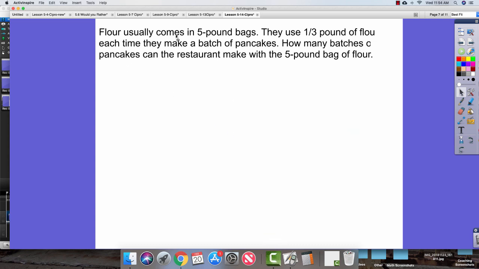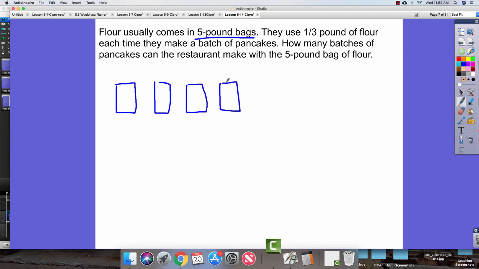Flour usually comes in 5-pound bags. They use 1/3 pound of flour each time they make a batch of pancakes. I don't know who these people are, but they're going to use a third of a pound of flour each time they make a batch of pancakes. I want to know how many batches of pancakes the restaurant can make with the 5-pound bag of flour. So I have a 5-pound bag, so I could just think that I have 5 1-pound bags. I'm going to draw 5 rectangles here. That's 1 pound, 2 pounds, 3 pounds, 4 pounds, and 5 pounds.